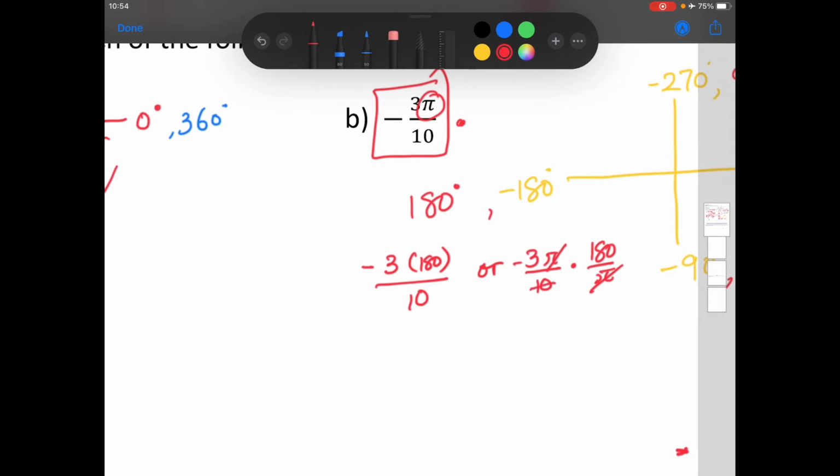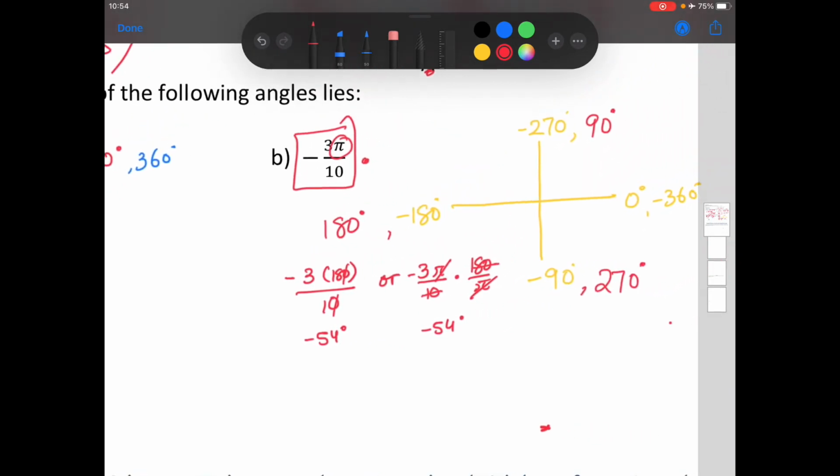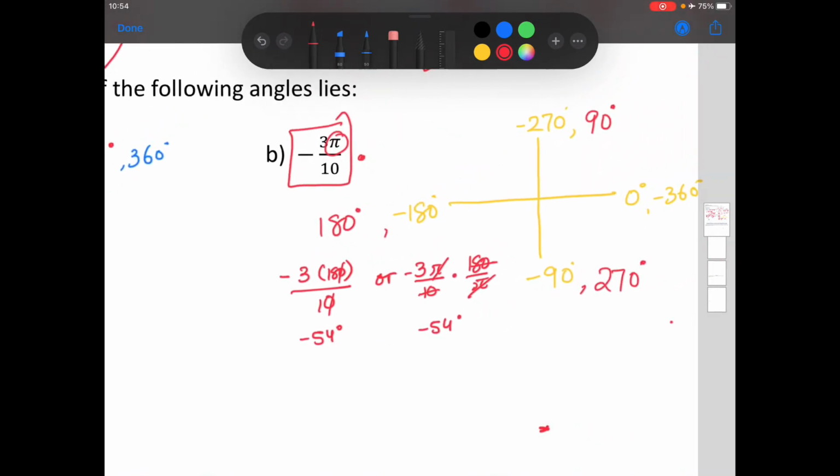Let's simplify this one. This is just 0. So 18 times 3 is negative 54. Let's see if we get the same thing here. The zeros cancel out. 18 times 3 is negative 54. So no matter which way you do it, you'll end up with the same answer. Okay, so let's put this negative 54. Negative 54 is in the fourth quadrant.